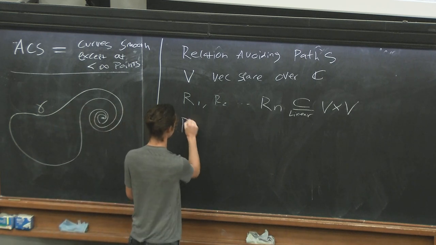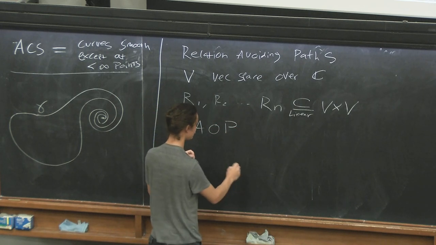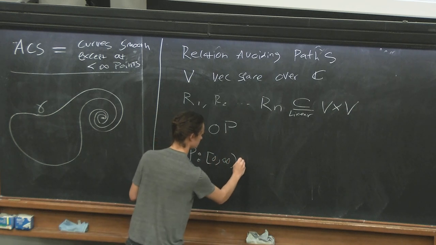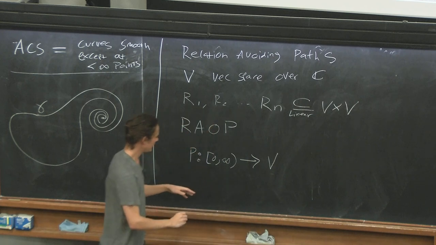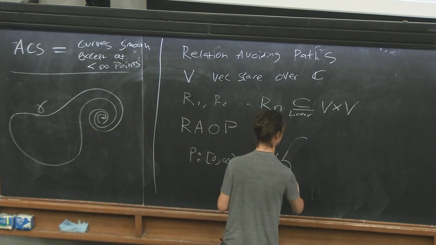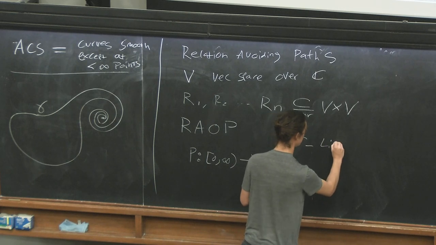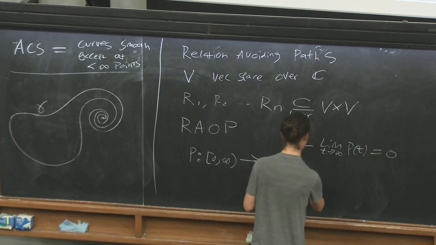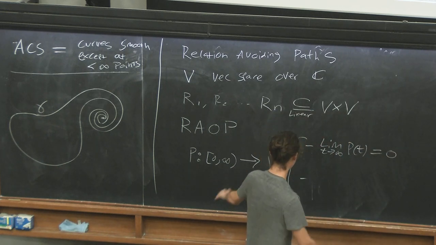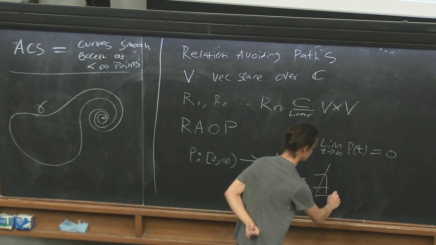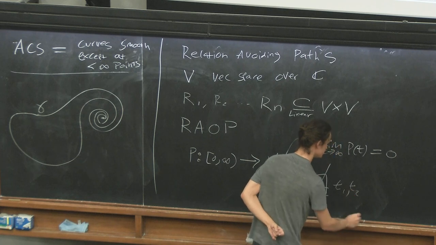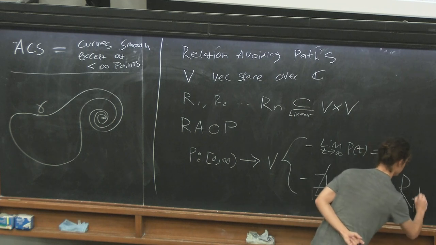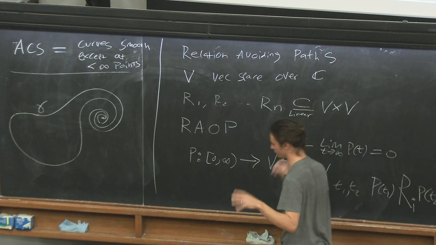So I'm going to define a relation-avoiding origin path to be some function p, which goes from 0 to infinity to V continuously. And it's going to have the following two properties. First, the limit as t goes to infinity of p of t gives me 0. And second, there does not exist any pair of times t1, t2, so that p of t1 is related by any of my relations to p of t2. All right, so this is a relation-avoiding origin path.